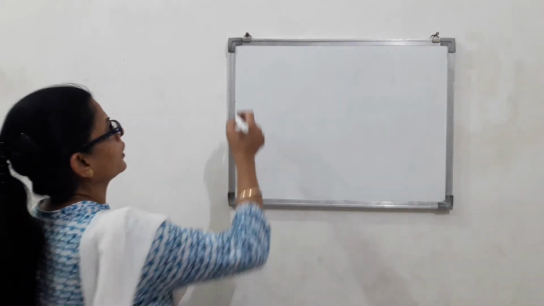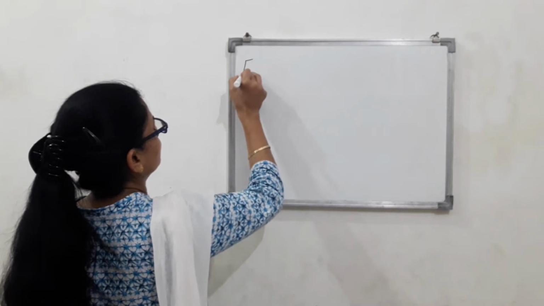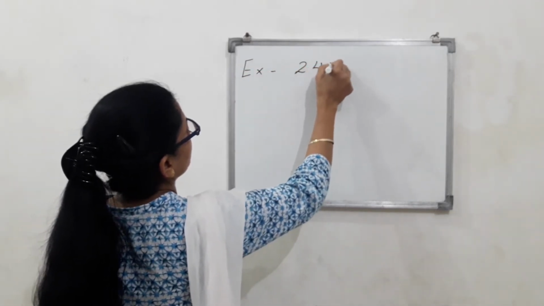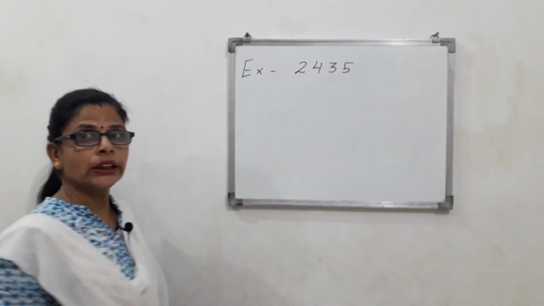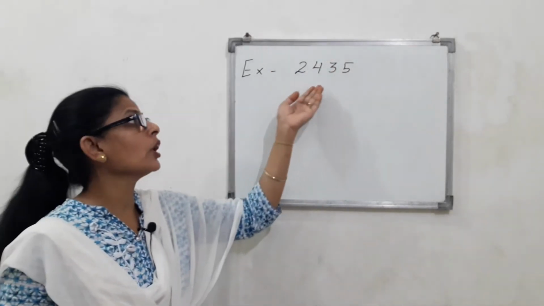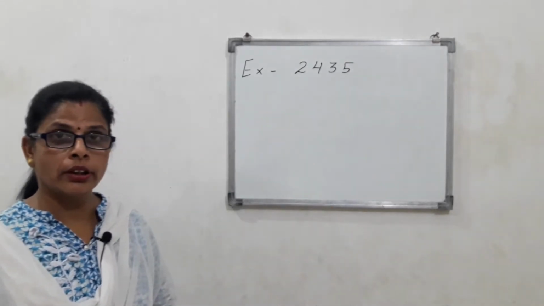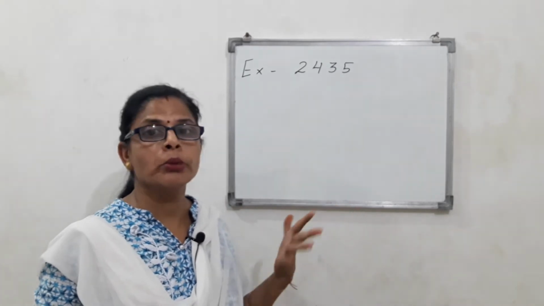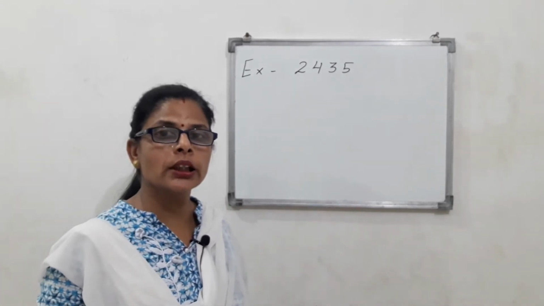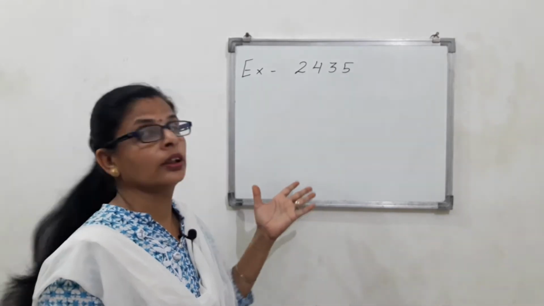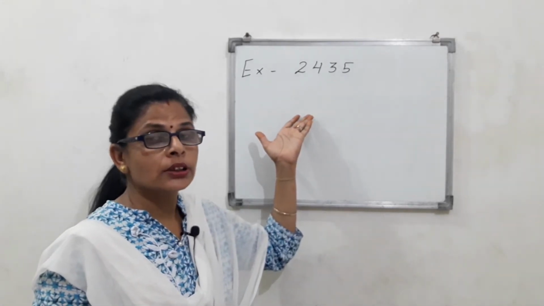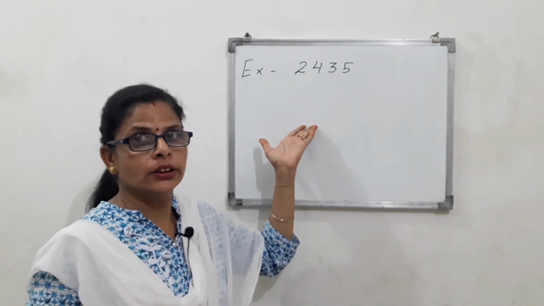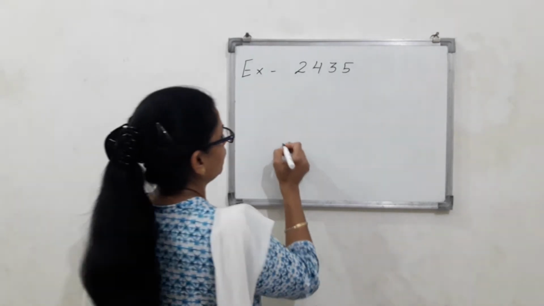For example, I take the number 2435, right? Now, all of you know how to make an abacus. You have learned to make an abacus, and an abacus helps in writing numbers in words, in figures, in expanded form very easily. So, I'll make an abacus first of all.